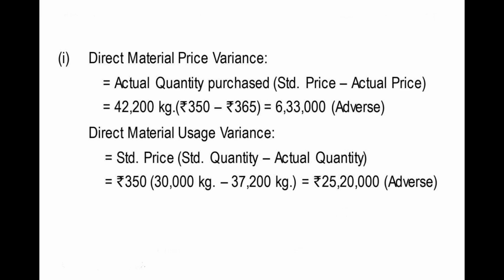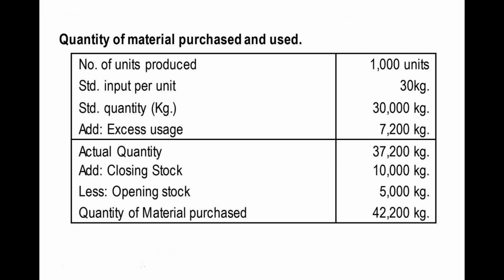Now from 365 you have to deduct 350. The balance will be 15 rupees. So we have purchased more by 15 rupees. That should be multiplied with the actual quantity. The actual quantity is not given in the problem. So put a working note: computation of actual material purchased and used.